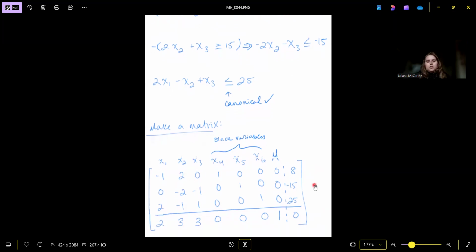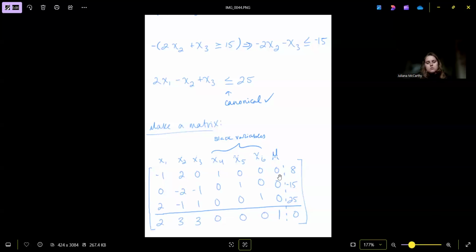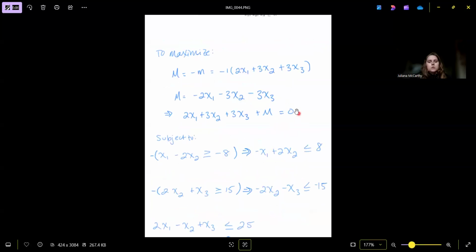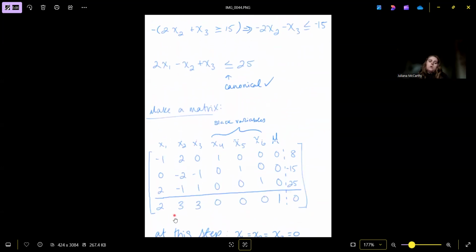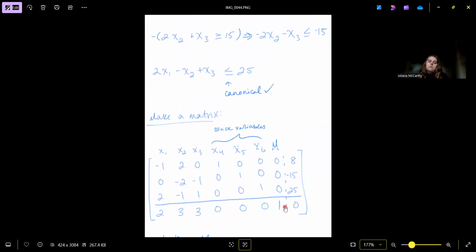And then we also add in our objective function. So our objective function up here made it easier to put it into the matrix. So we have 2x1 plus 3x2 plus 3x3 plus m equals 0. So just taking those coefficients, we have 2, 3, 3, and then 1, 0. So that's our matrix that we've set up from our objective function and from our constraints.